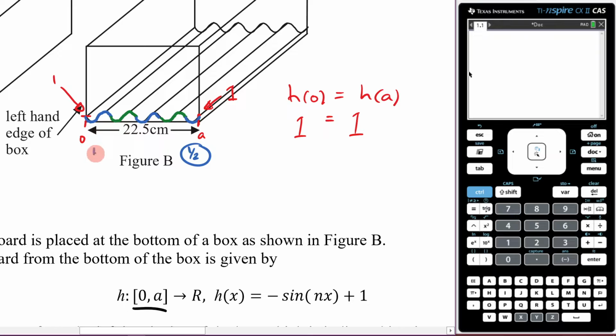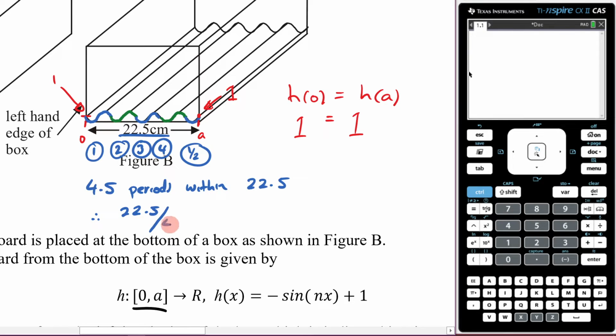Now this is one period. This is another period. This is a third period. This is a fourth period. And then this is half a period. So that means there are 4.5 periods within 22.5. Therefore, if I go 22.5 divided by 4.5, that will give me what one period is.